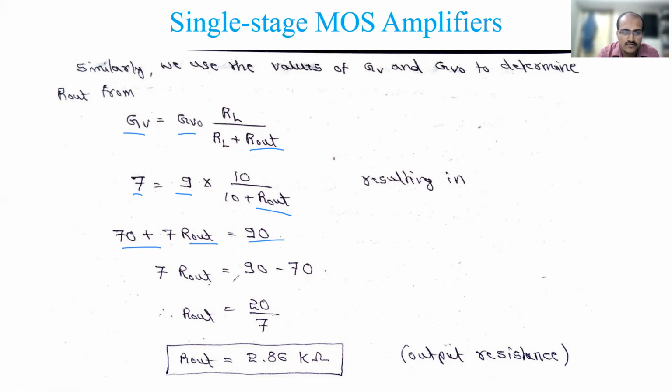So 7 R out is equal to 90 minus 70, 70 I have taken to that side. So the subtraction answer is 20, and R out is 20 divided by 7. When you take this ratio, I approximated it to 2 decimal places, so it will be 2.86 kilo ohm. You can verify. If you have the calculator, you can verify now, or after the session also in the notes you can verify that.